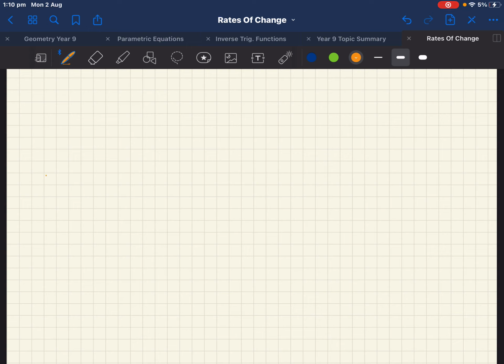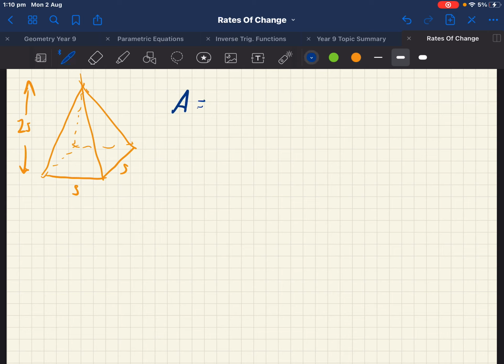We have ourselves a square pyramid. There it is. All right, those sides are S. The overall height is 2S. So if you want to find the surface area, well, firstly, we've got a square on the bottom, right? So the area of that is going to be S squared. All right, congratulations, we've got that square covered. Now onto these 4 triangles.